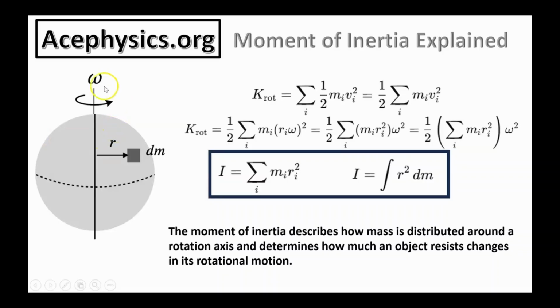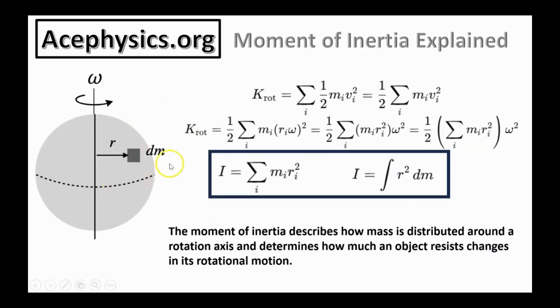Picture a solid sphere spinning gracefully about an axis through its center. It's made of countless tiny mass elements, dm, all spinning together in harmony. You can break the sphere down into many small mass elements, many small units of volume that have mass, where if you add them all together, they equal the entire sphere.